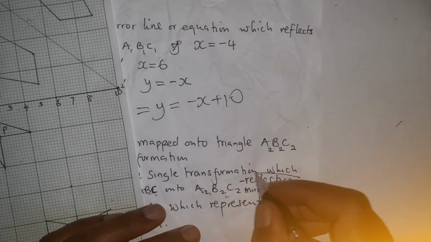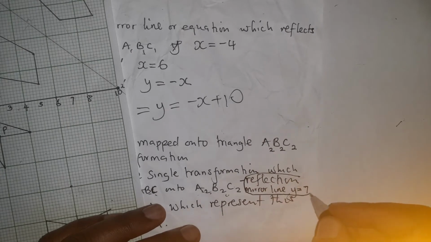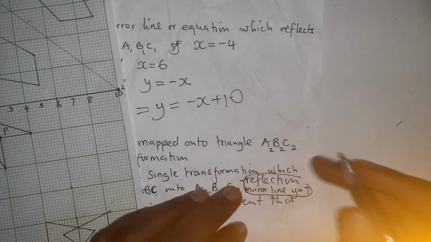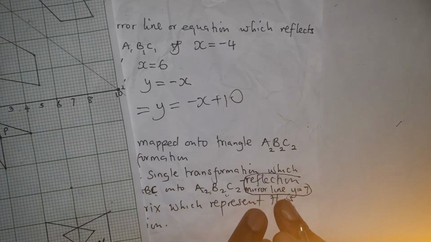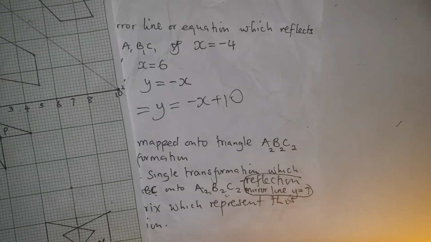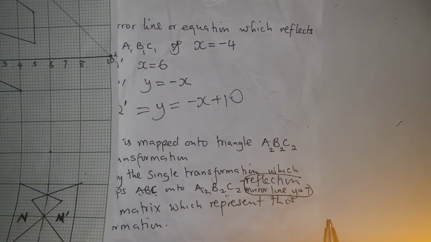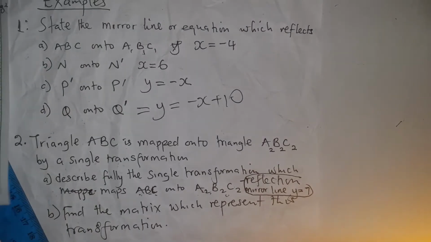So you need to state these 2 points. It's reflection and then the mirror line. Okay? The reflection under the mirror line, y is equals to 7. All right? So that is that.